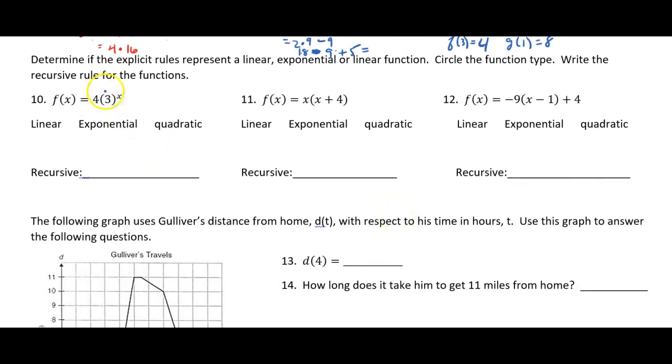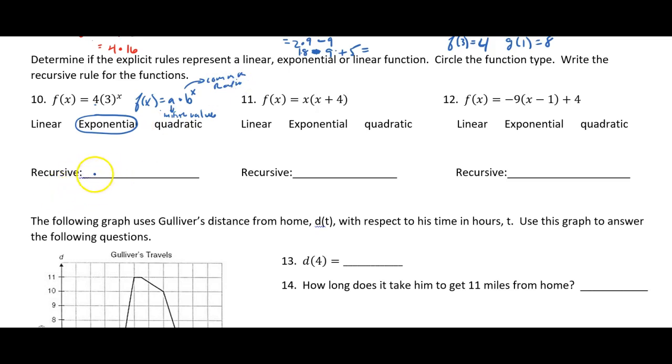Now the next one: determine if the explicit rules represent a linear, exponential, or quadratic function. Circle the function type. Write the recursive rule for the function. Remember, anything that's in the form a times b to the x is going to be exponential, right? And when I look at this, remember, a is your initial value, and b is your common ratio.